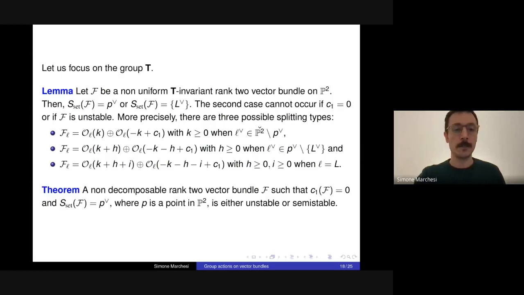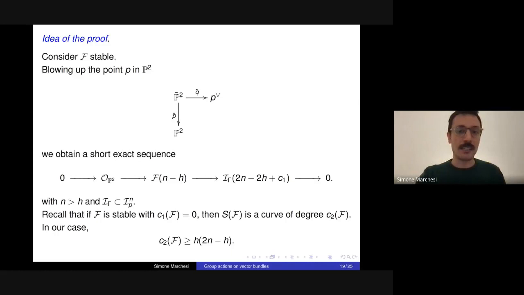So let's suppose that it's stable and look at the incidence correspondence, which is given by blowing up P2 at the point P. So we have the blow-up, P2, and here all the lines passing through P in the dual projective plane. Because the generic jumping line will have constant splitting, the jump is something that works on an open set, so the generic jumping line will always have the same splitting. And because of the stability of the bundle and the fact that the jumping locus is this line, the generic point of this line P dual will give the same splitting.